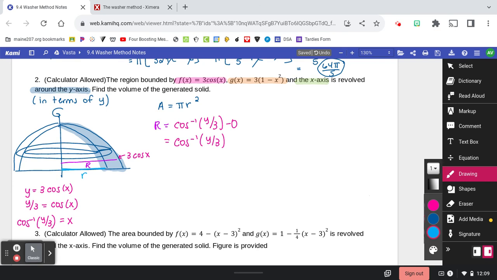To get little r, I need to figure out what the equation y equals 3 times parentheses 1 minus x squared would be in terms of y. So I'm going to go ahead and divide by 3 again.